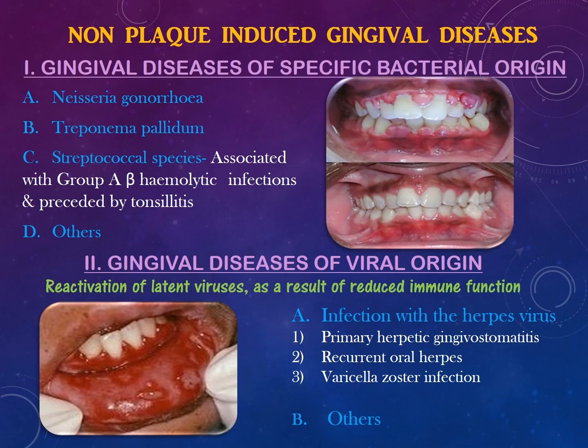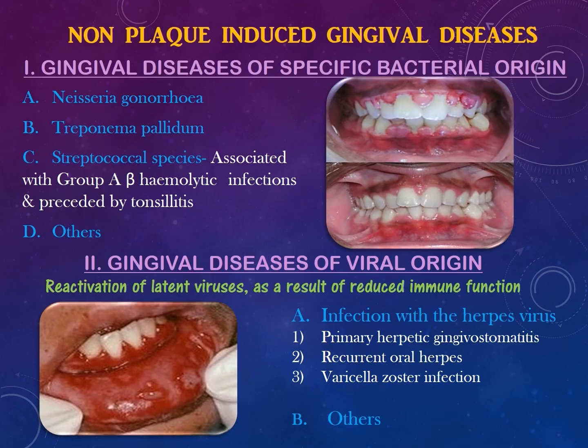The oral lesions can be a result of direct or systemic infection with streptococcal species causing streptococcal gingivitis. It is an acute condition with associated fever, malaise, pain, diffusely inflamed gingiva, red and swollen gingiva. It is associated with group A beta hemolytic infections and it is being preceded by tonsillitis.